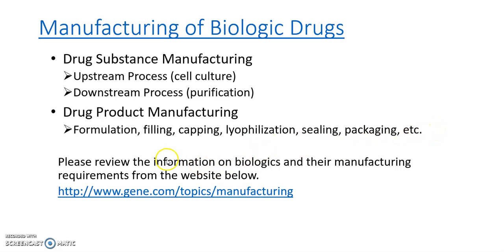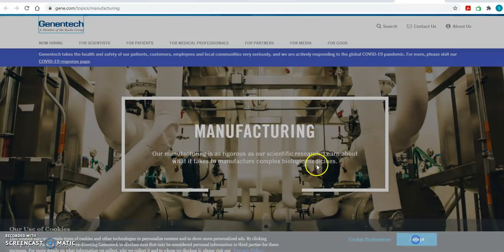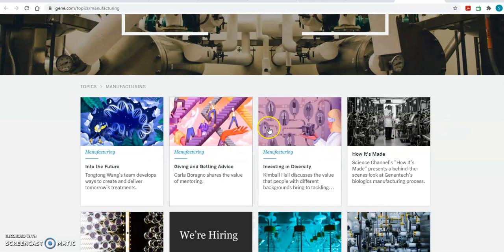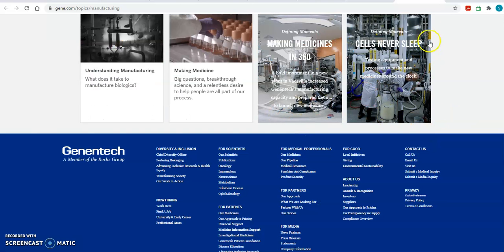Review the information on biologics and their manufacturing requirements from the website below. If you go to the website made by the company Genentech, you'll be able to learn a lot of information about the drug manufacturing process. They have really nice educational information on this website, including how it's made, upstream and downstream processes, and the beauty of manufacturing. So spend some of your time and go through a lot of these pages. These are really helpful.